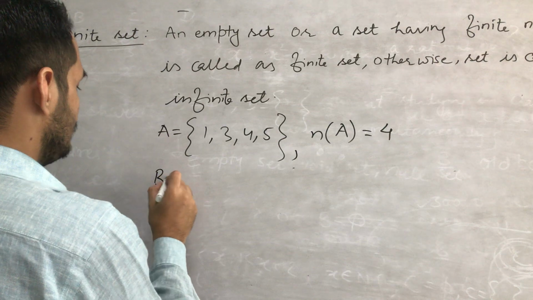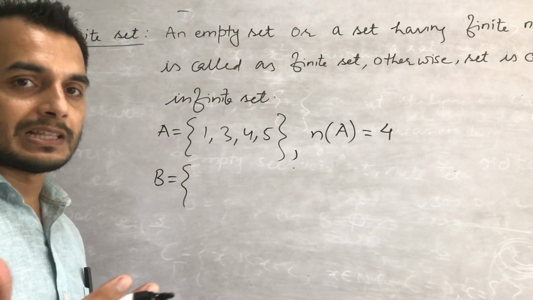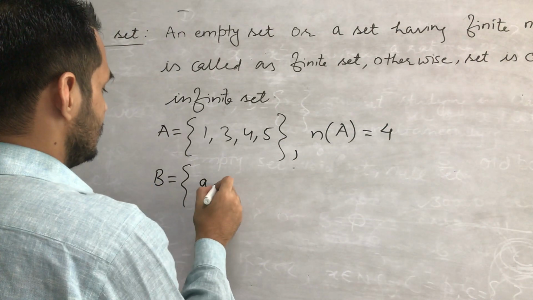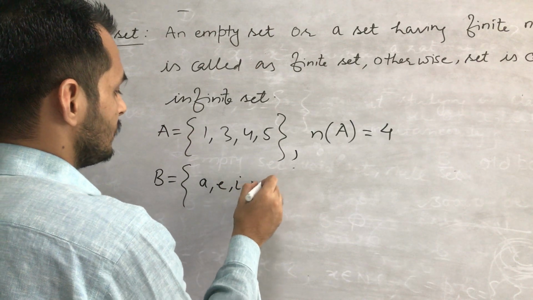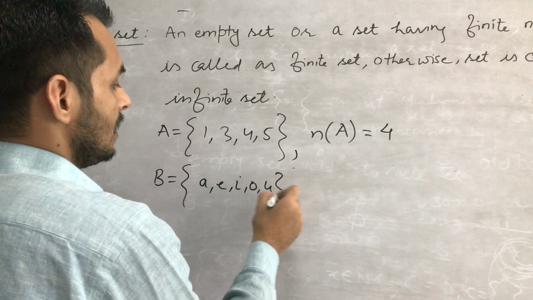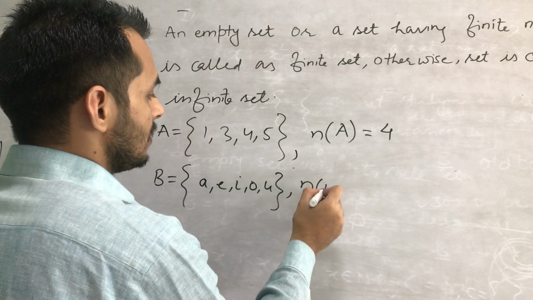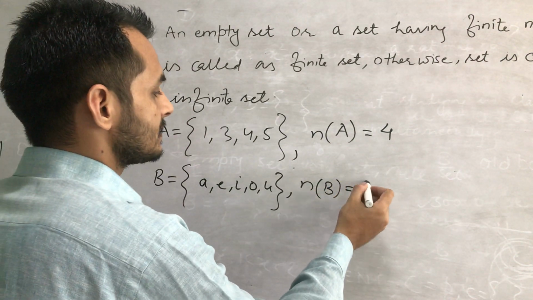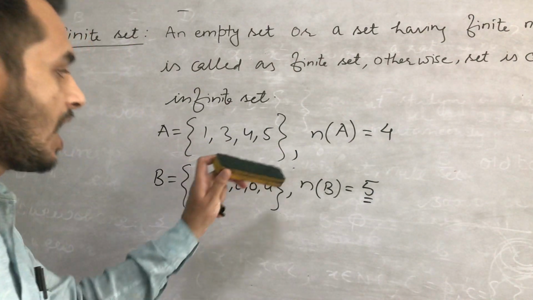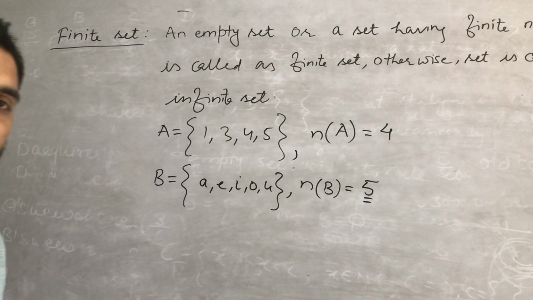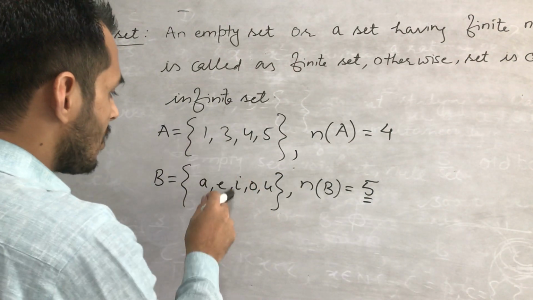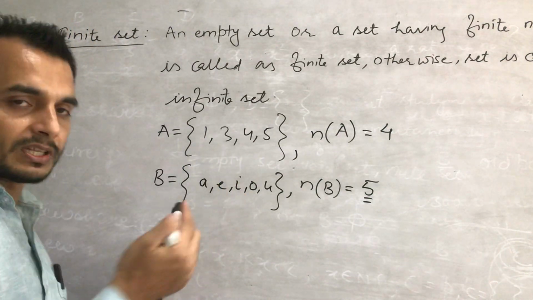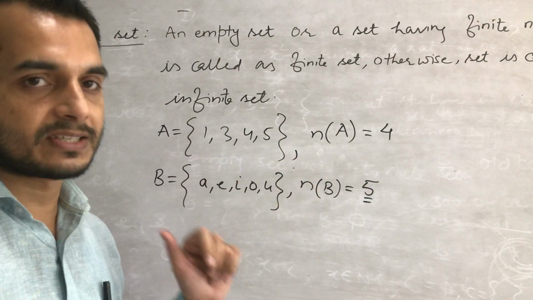I say B equals the set of vowels. So A, E, I, O, U. Okay, and B, how much will it be? 5? Yes. Okay. So this is how we represent the number of elements in a set, and both of these sets are finite sets.